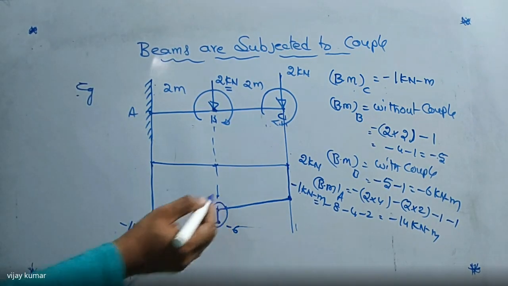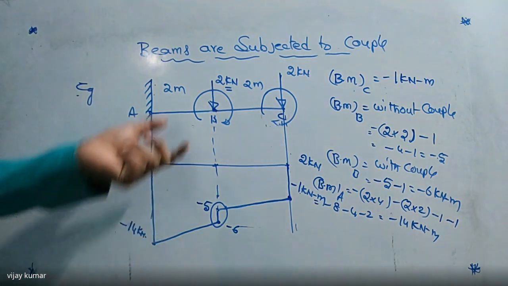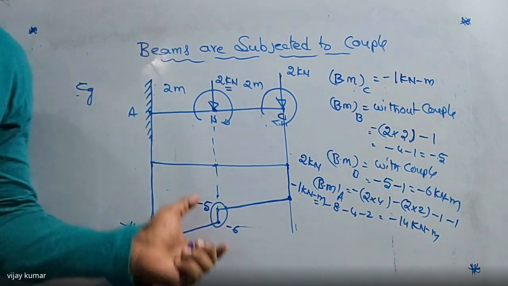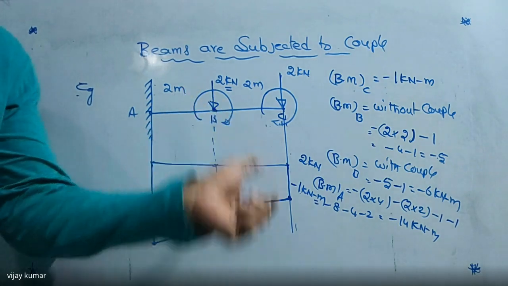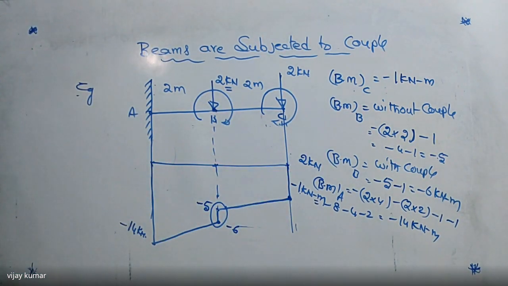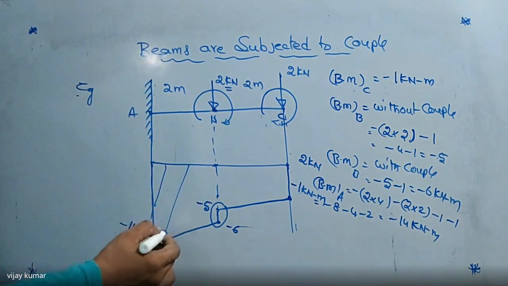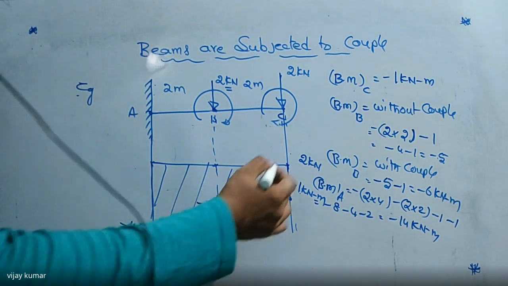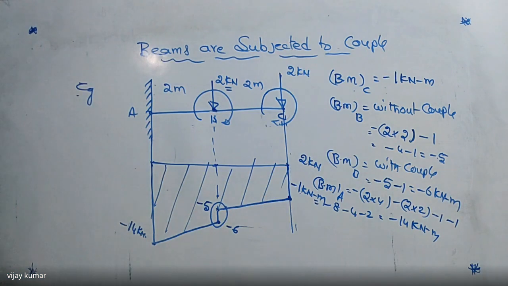This one indicates there must be a couple at point B. This indicates also there must be a couple at point B. Did you get my point or not? So this is the way of drawing the bending moment diagram for a cantilever beam which is subject to a point load and a couple. So this is the way of calculation.